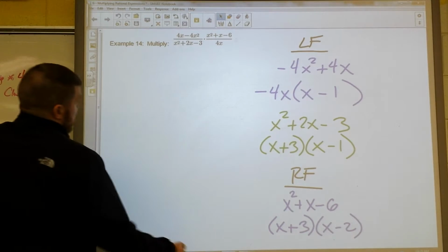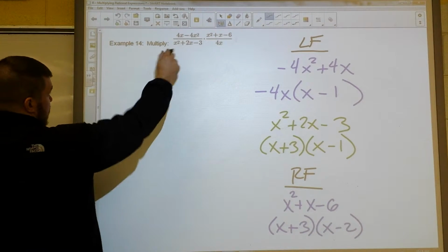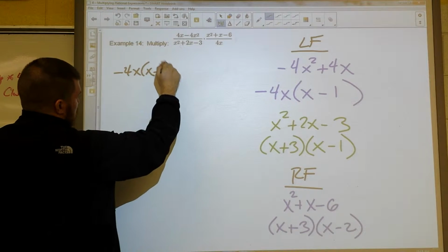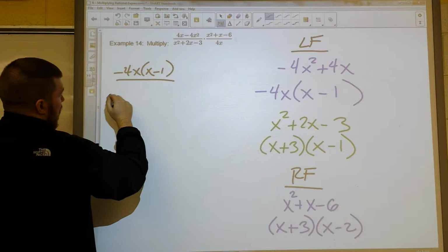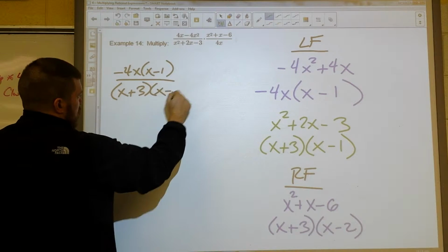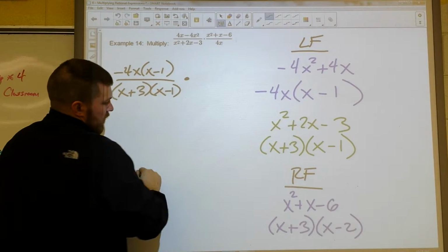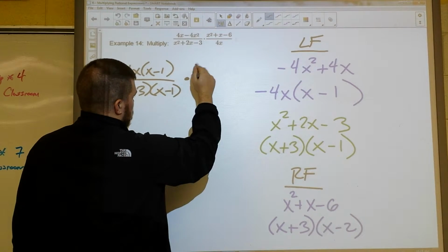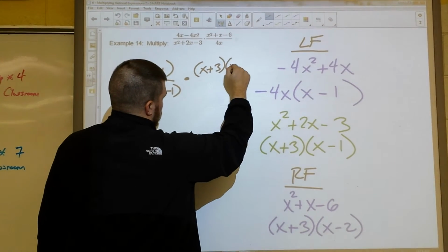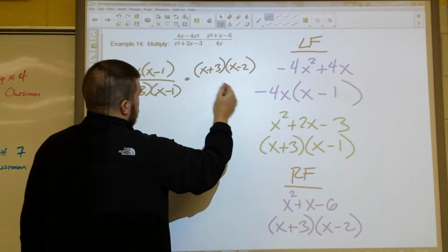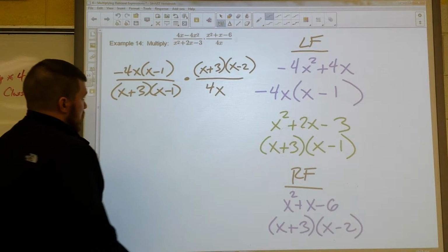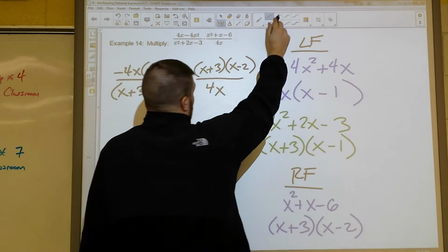So now using our scratch work, I can rewrite my problem, the left fraction again. It became negative 4x times x minus 1 on top. On bottom, I had x plus 3 times x minus 1, times our right fraction, on top it was x plus 3 times x minus 2. And on bottom, we just had 4x. Okay, so what I want to do first is cancel out wherever I can.